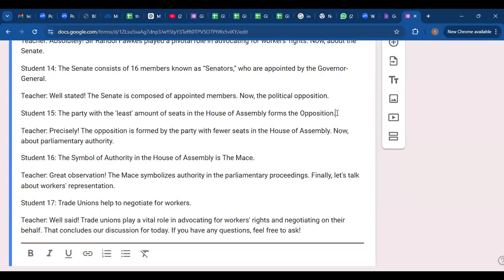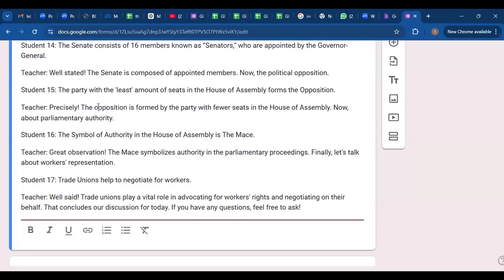Okay, stop right there. Nico? Where's Nico? Yes, sir. I was calling you earlier. I didn't hear you. Read the number, start from precisely. The opposition is formed by the party with fewer seats in the House of Assembly.